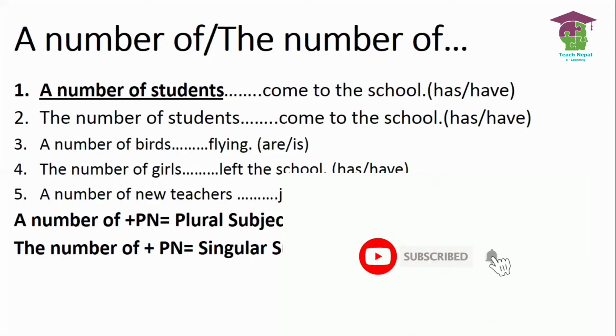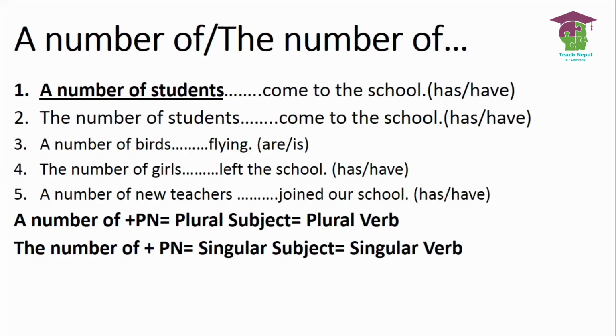So here now, "a number of" and "the number of". Sometimes there's confusion with "a number of" and "the number of". So let's see: a number of students that have come to the school. The number of students that has come to the school. A number of birds that have flown.